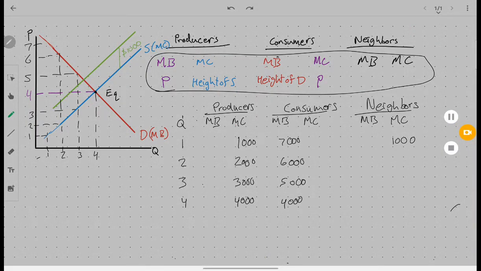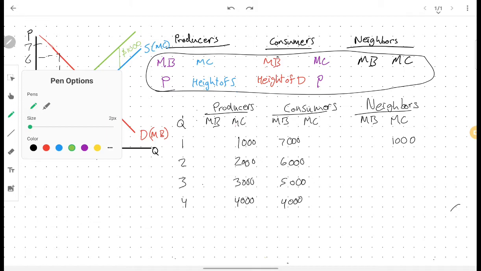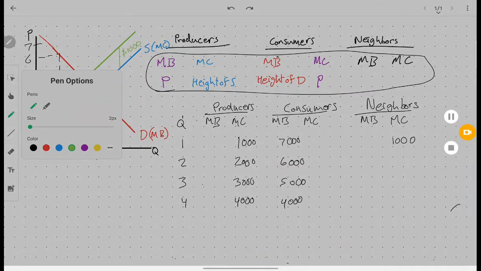So it's actually an easier way to think about this. Let's say instead, suppose the neighbors all get together and make a law that says, for every car that this firm manufactures, they have to pay $1,000. So this is a tax, essentially. $1,000 tax on every car. Okay, so what would that mean? Well, it means that we're going to raise the costs of the firm.